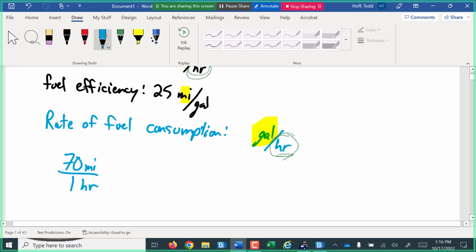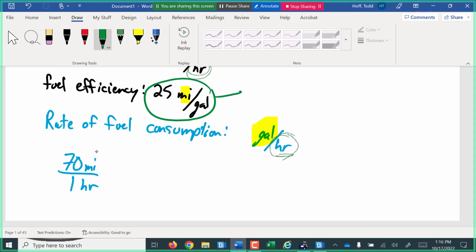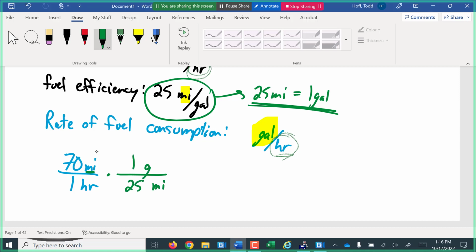And then we're going to use the second rate here as an equivalency. 25 miles is equivalent to 1 gallon of fuel consumption. So over here, we need to get rid of the miles, so put miles on bottom. That's saying 25 miles is equivalent to 1 gallon.